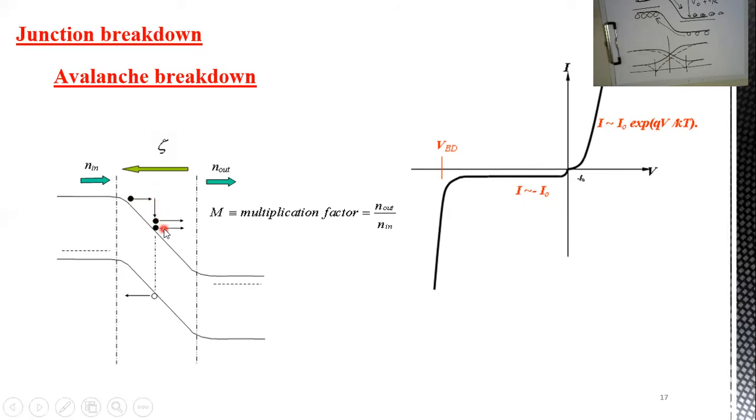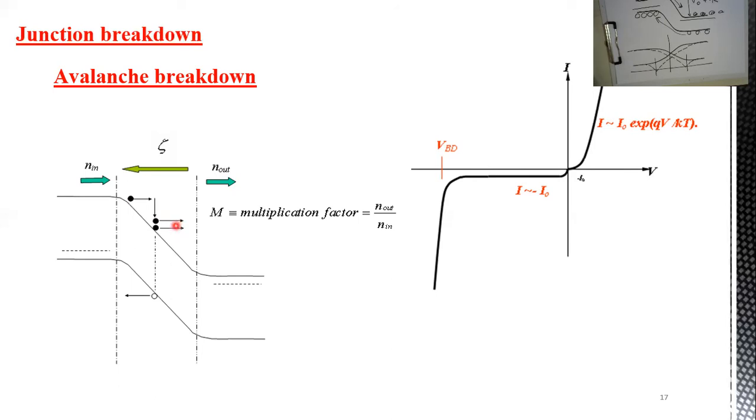So you have one electron moving at a very high speed. It collides with a static electron, turning it into a free electron. So after the collision, you have two free electrons instead of one. And as you know, current is directly proportional to the number of carriers. So whenever you increase the number of carriers, you increase the current.